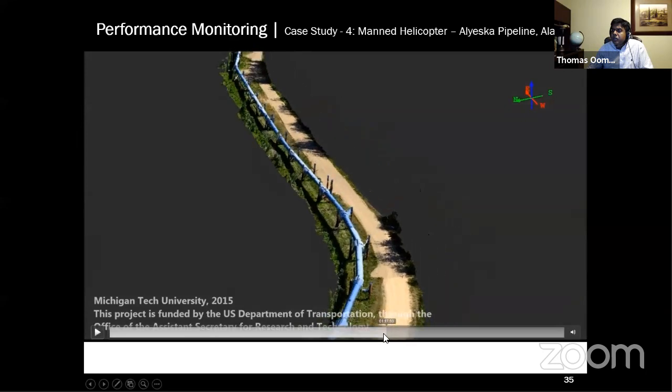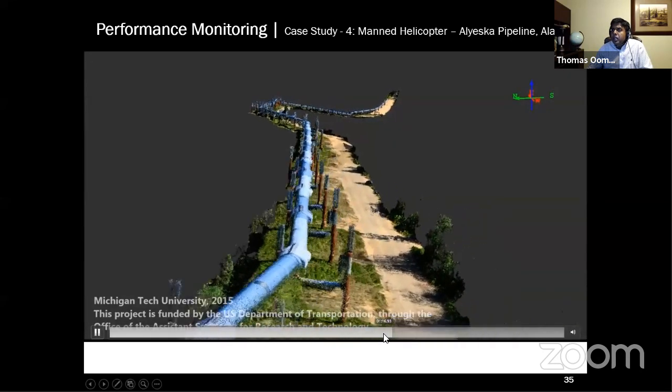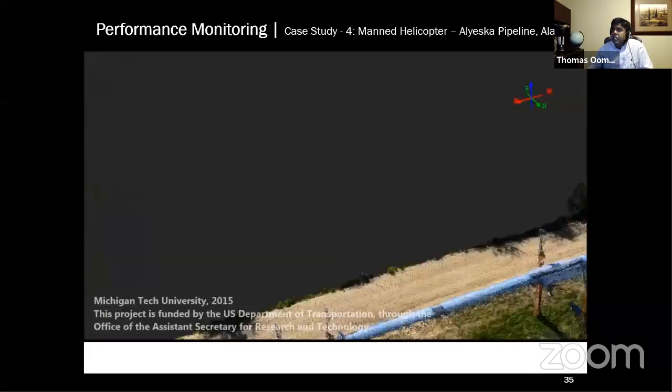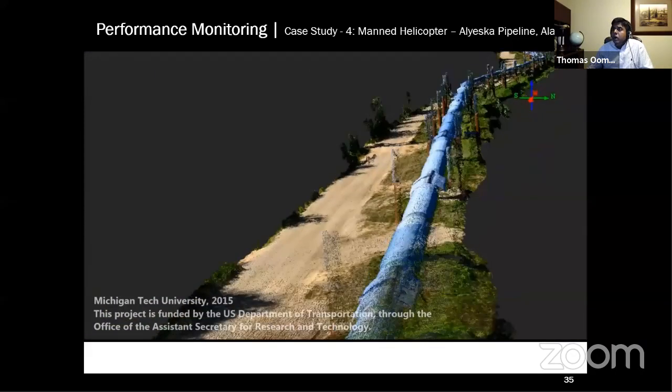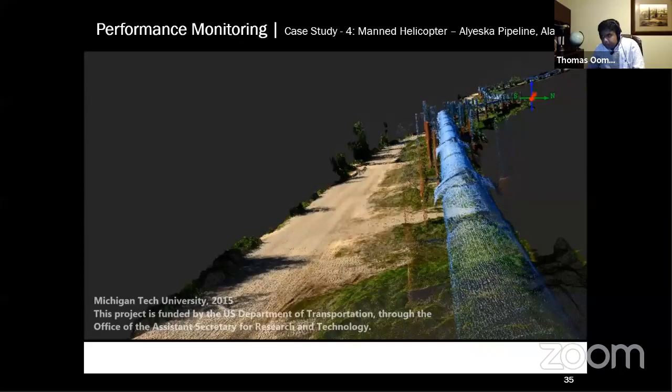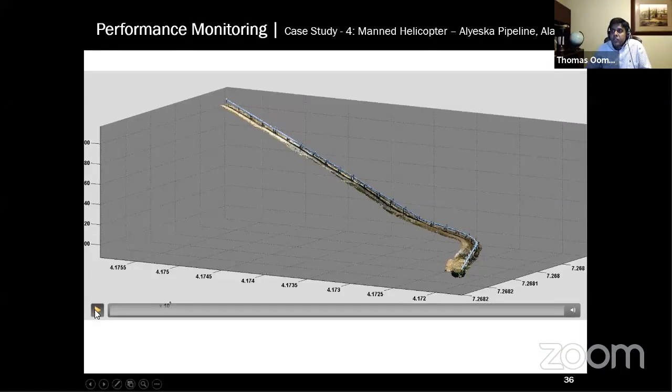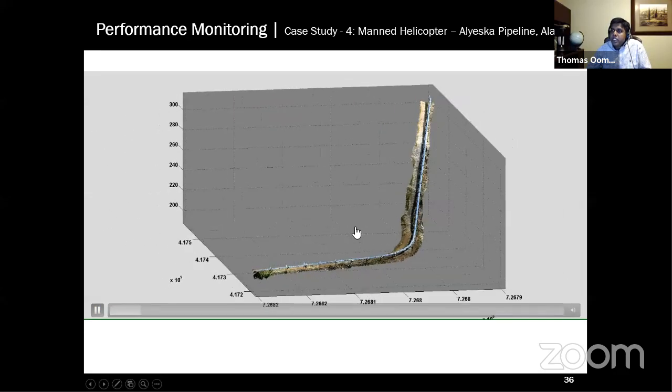We had identified some areas where there are potential slope failures happening. Again, with the interest of time, I'm going to go through it pretty fast, but I'll be happy to share some of this information if you're interested to work on these topics. Here, this one actually shows the failure that is forming. This is over time.